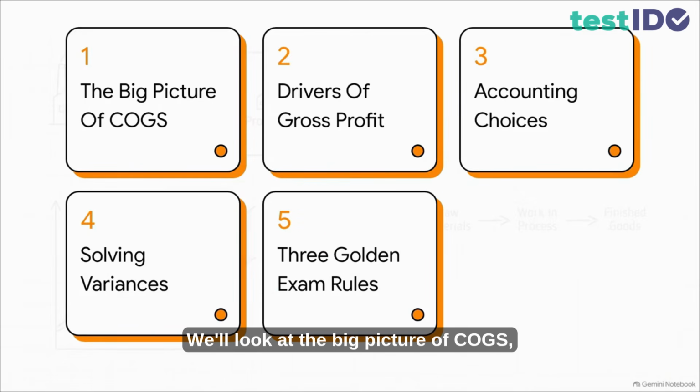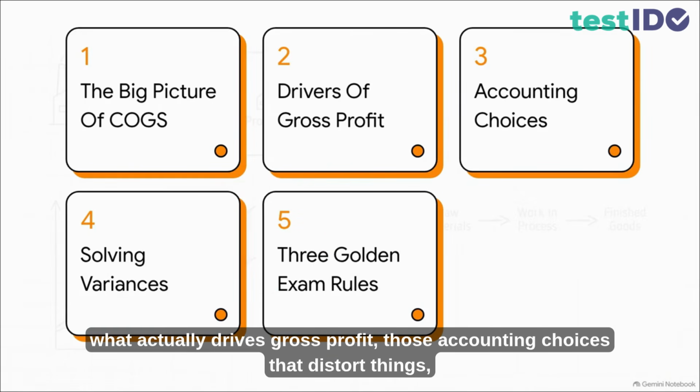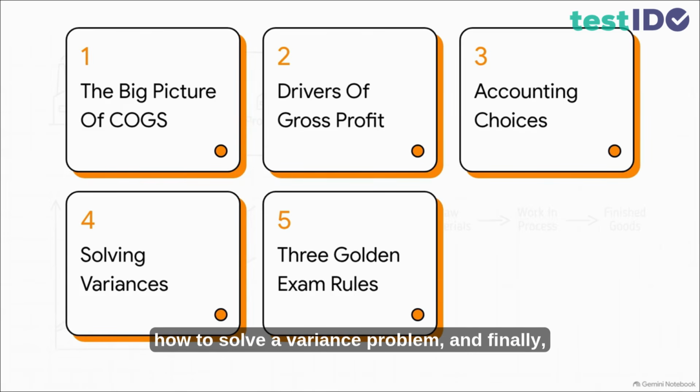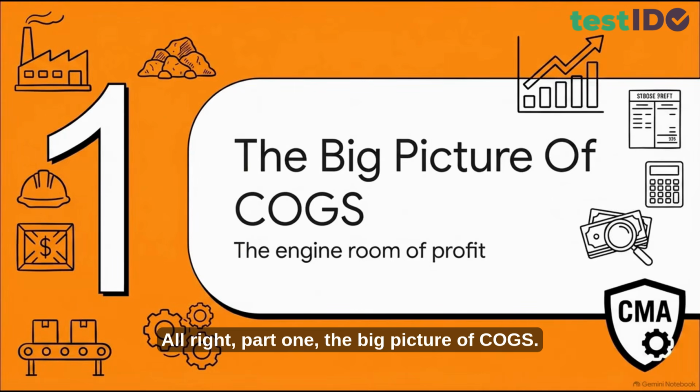To keep us on track, here's our game plan. We'll look at the big picture of COGS, what actually drives gross profit, those accounting choices that distort things, how to solve a variance problem, and finally, 3 golden rules for your exam.